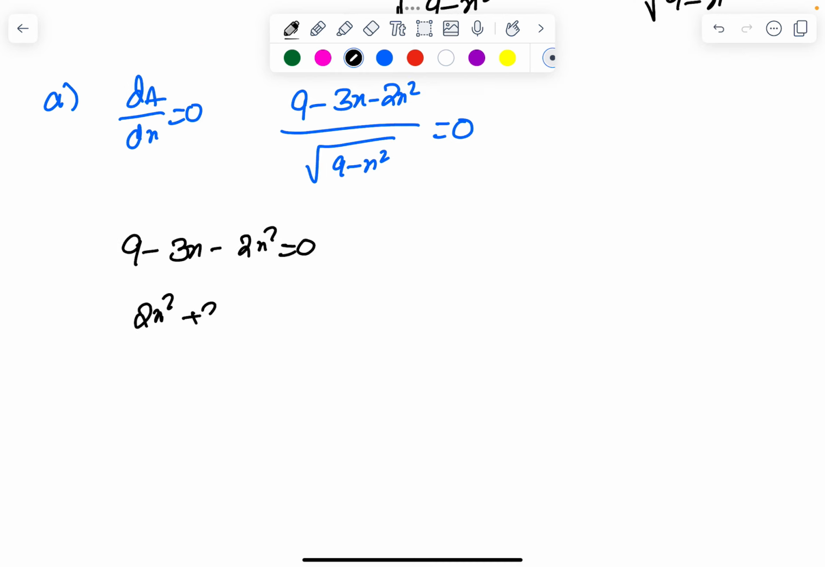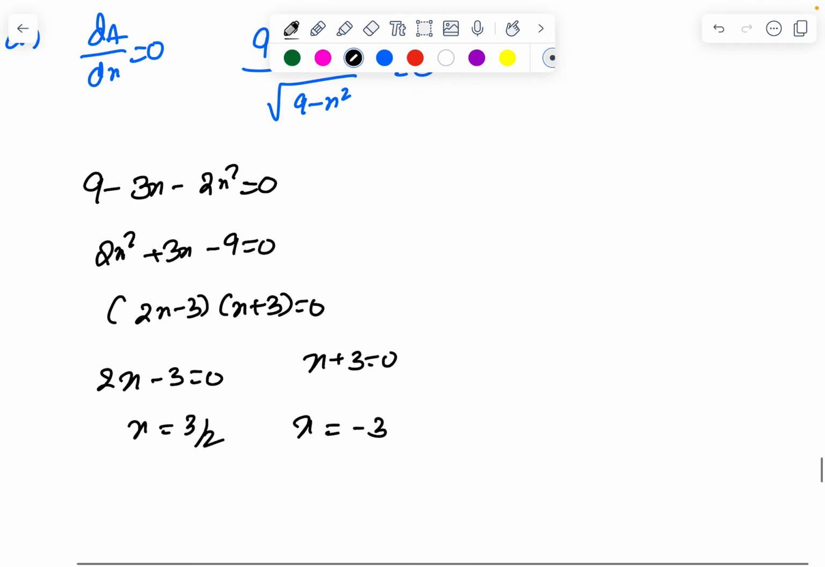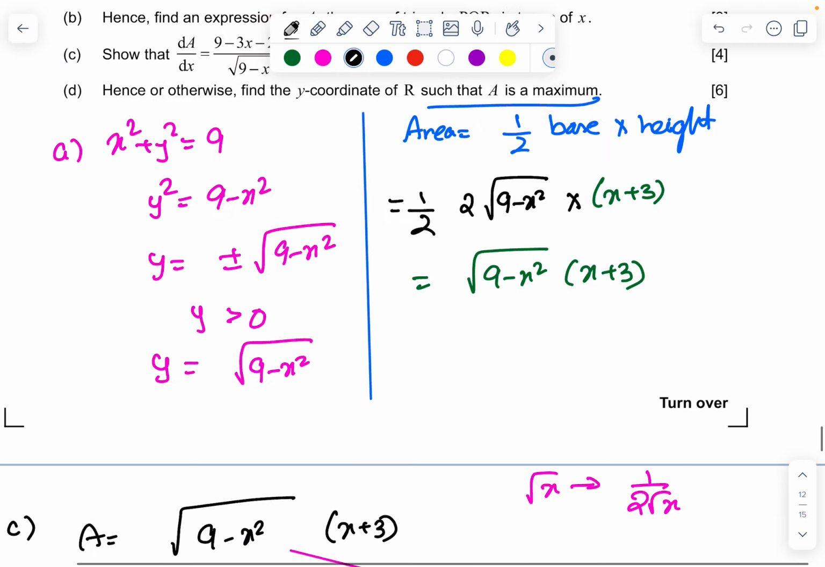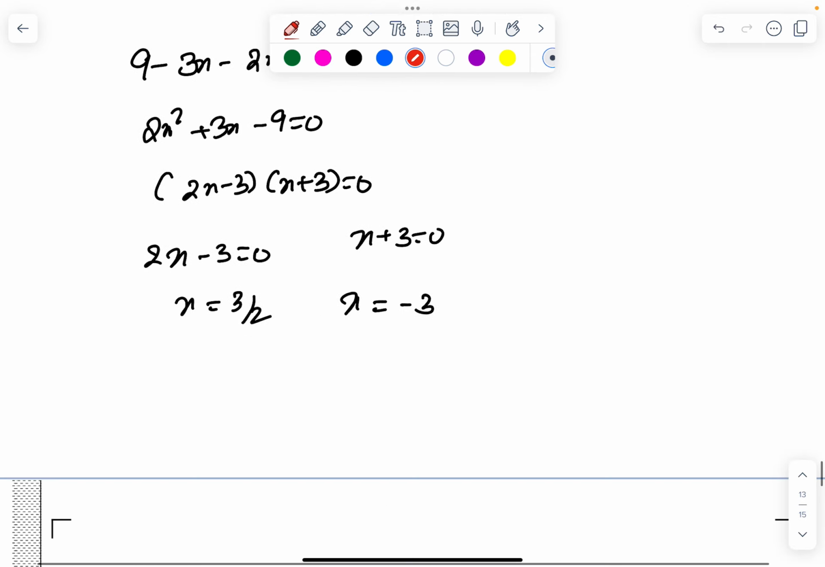Factorize it out. 2x minus 3 times x plus 3 equals 0. So 2x minus 3 equals 0, or x plus 3 equals 0. So x equals 3 upon 2, or x equals negative 3. x equals negative 3 is not possible because x is in the positive quadrant for the values of x. So x equals 3 by 2.